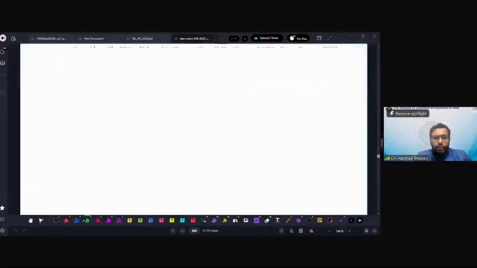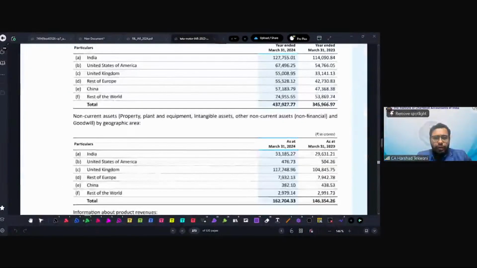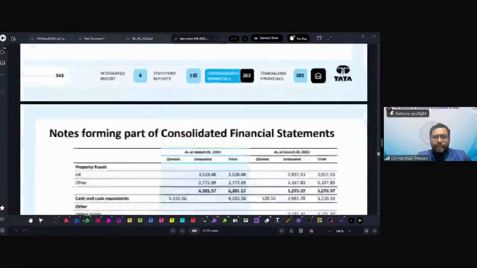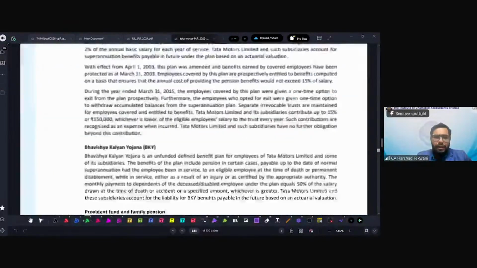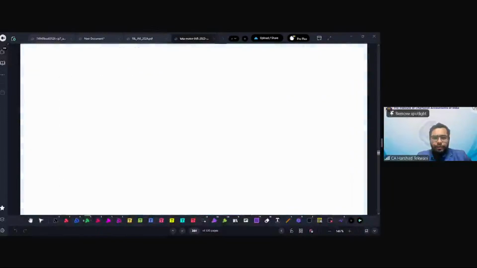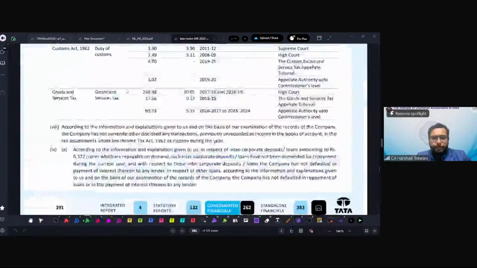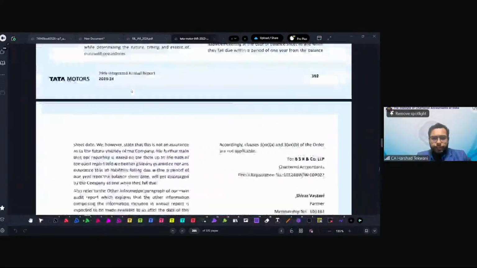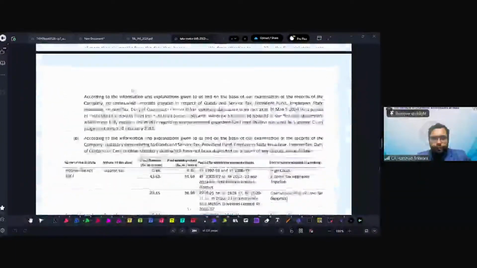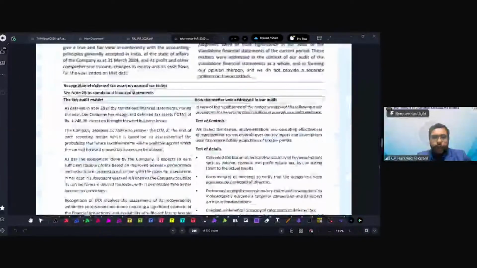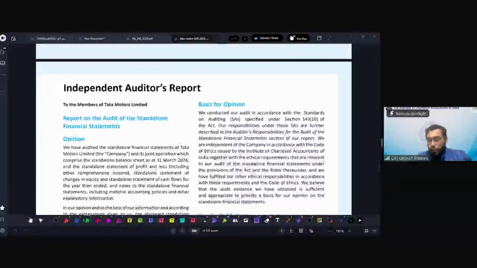So that was the consolidated opinion. I would prefer to still go on the standalone financial statement, because we'll start with the standalone financial statements and then we will see about the consolidated ones. Okay. Now this is the audit report of a particular company on a standalone financial basis.